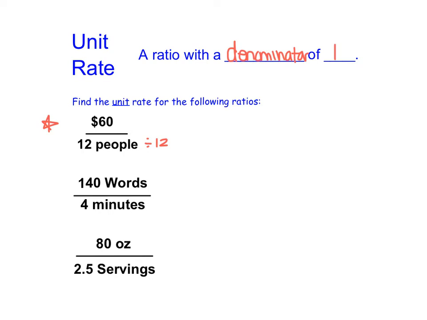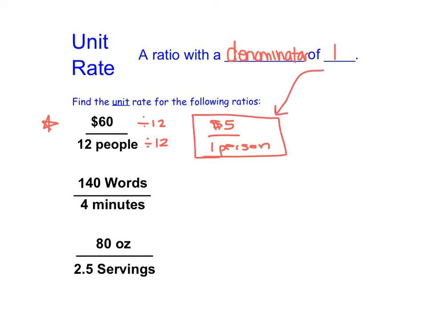So if I divide the denominator by 12, I also have to divide the numerator by 12 to keep this fraction consistent. That's basically simplifying our fractions. So if I take $60 divided by 12, I get $5. And if I take 12 people divided by 12, I get 1 person. So in this particular situation, the unit rate, or the situation with a denominator of 1, becomes $5 per 1 person. So you can see how that's a rate. It's comparing two quantities there.